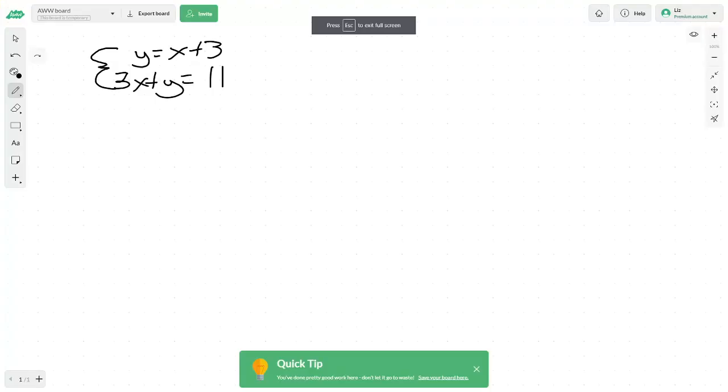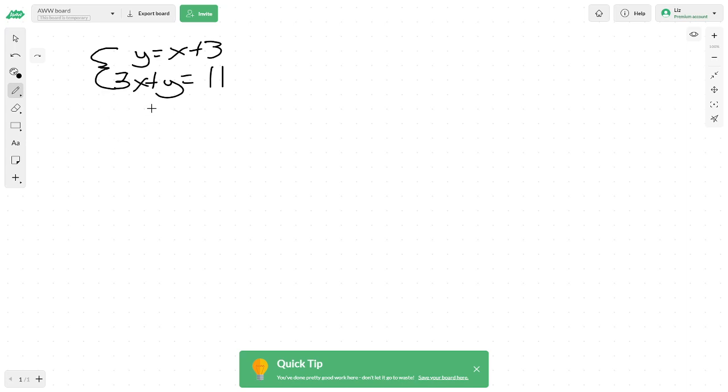So here we have a system of equations: y equals x plus 3 and 3x plus y equals 11. So what I'm going to do is look at my steps, and the first step was to solve for one of the variables if necessary. But we already have y equals, so we've already got it done, and we don't have to do anything to move that around.